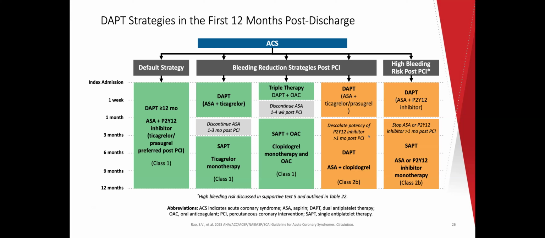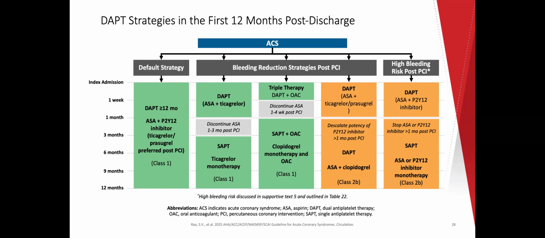In the second column, for ACS patients, post-PCI in general, it is okay to transition from DAPT to SAPT, single antiplatelet therapy, but a monotherapy agent during the period of SAPT should be ticagrelor specifically. That's a class 1 recommendation. In the fourth column, unguided de-escalation of P2Y12 inhibitor therapy from aspirin plus ticagrelor or prasugrel to aspirin plus clopidogrel is also something that can be considered. That's a class 2B recommendation.